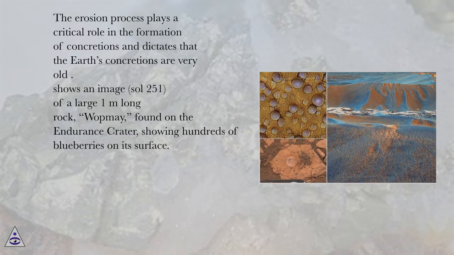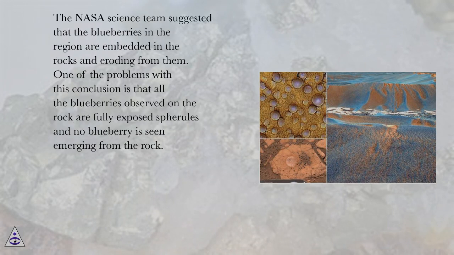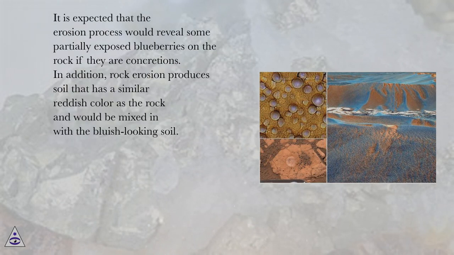The image, Sol 251, shows a large 1-meter-long rock, Wapme, found on the Endurance crater, showing hundreds of blueberries on its surface. The NASA science team suggested that the blueberries in the region are embedded in the rocks and eroding from them. One of the problems with this conclusion is that all the blueberries observed on the rock are fully exposed spherules and no blueberry is seen emerging from the rock. It is expected that the erosion process would reveal some partially exposed blueberries on the rock if they are concretions.